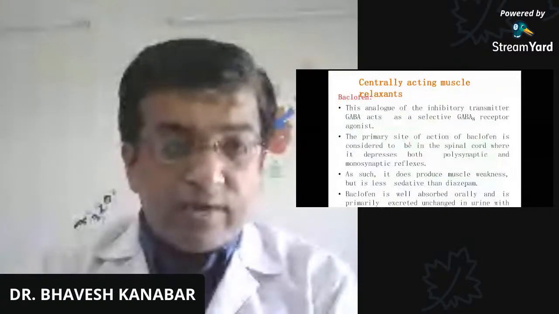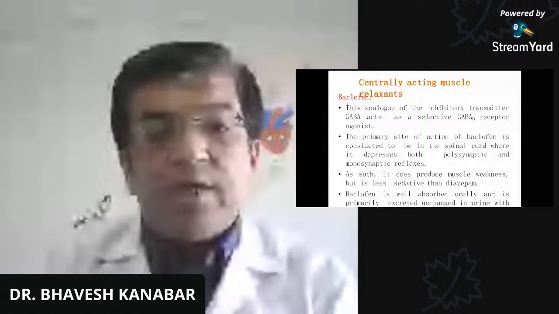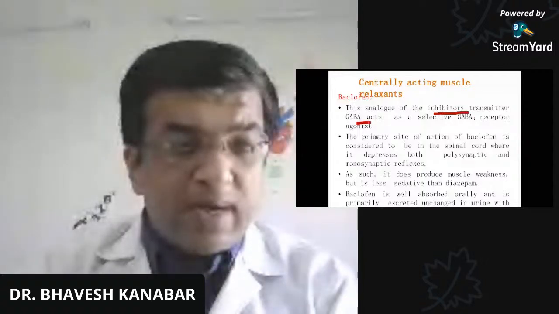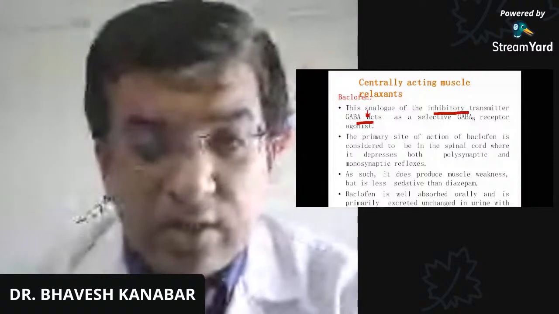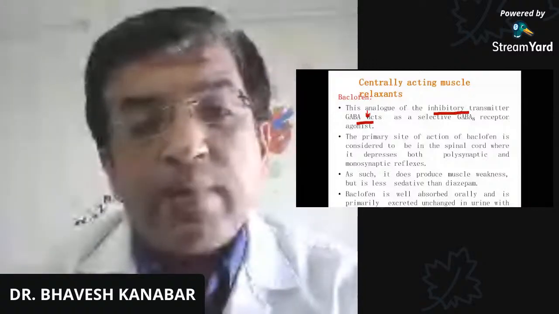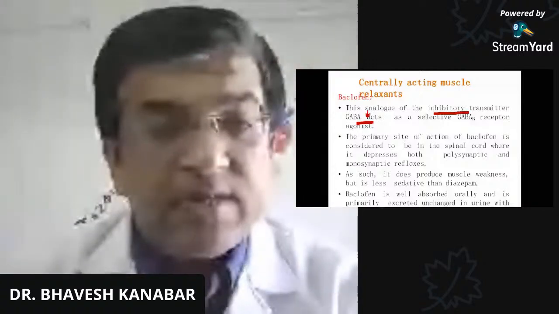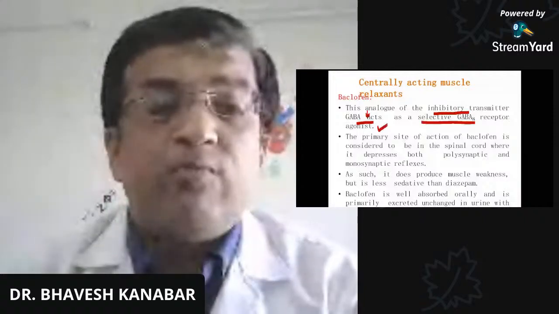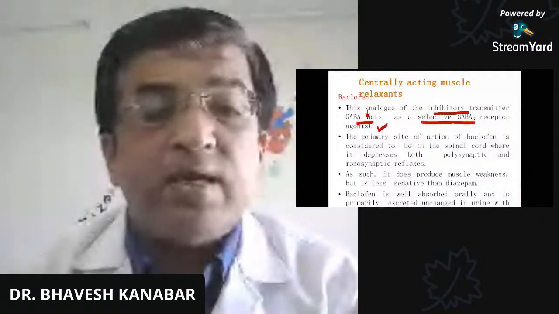Okay, so baclofen, that is the analog of the inhibitory transmitter GABA. This analog of GABA is gamma aminobutyric acid. So it is selectively acting on the GABA B receptor. It is a GABA B receptor agonist. Primary site of the action of baclofen is in spinal cord.